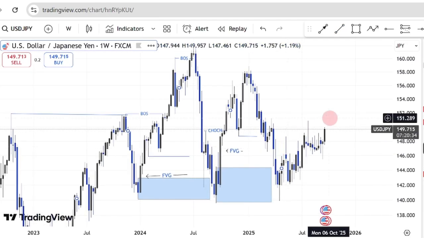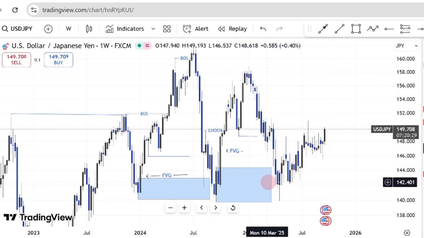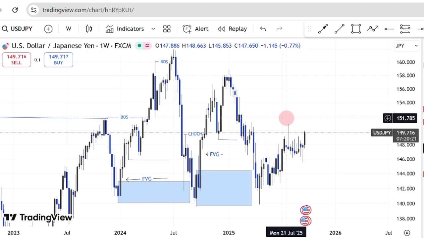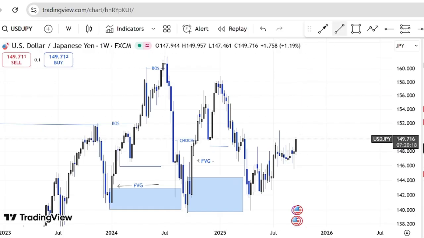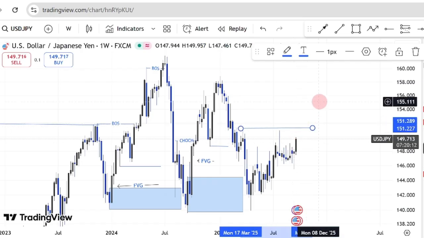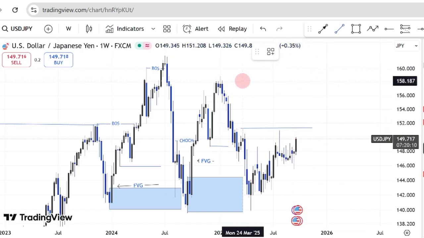On the weekly time frame, we are bullish, and you see price has already tapped into this zone and was responding to the upside. So where is our target for the weekly time frame? The first target we want to see price get to is this high, and the next target is what? We want to see price run all the way to this point.